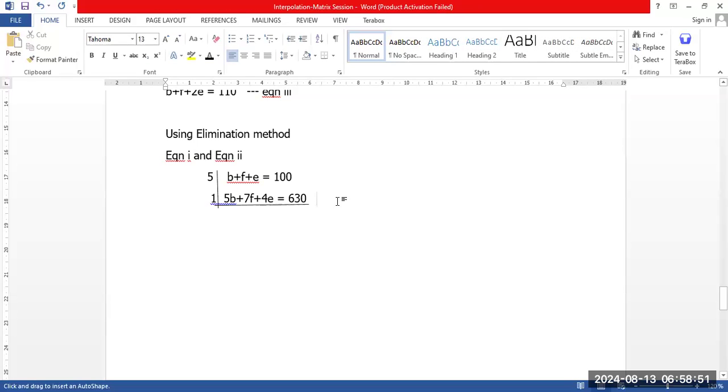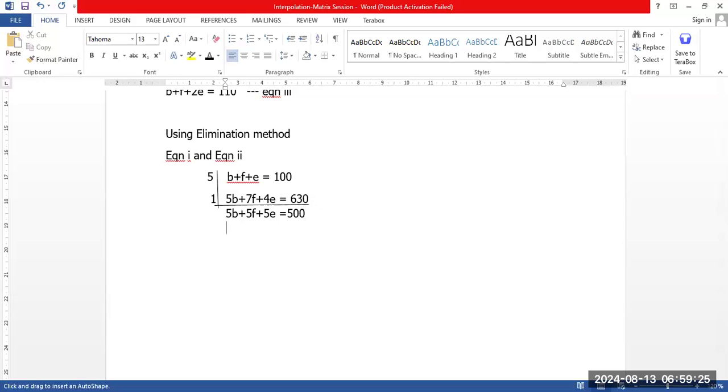Then once I do that, I get 5 times B, that is 5B, plus 5 times F, that is 5F, plus 5 times E, that is 5E. Then everything is equal to 5 times 100, that is 500.